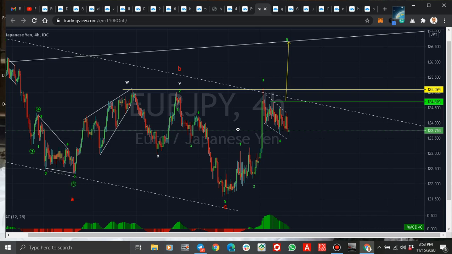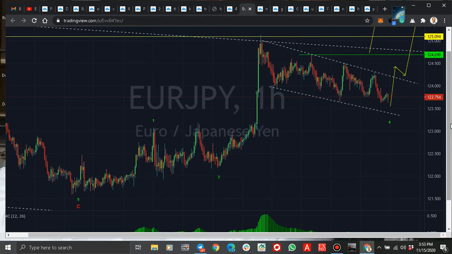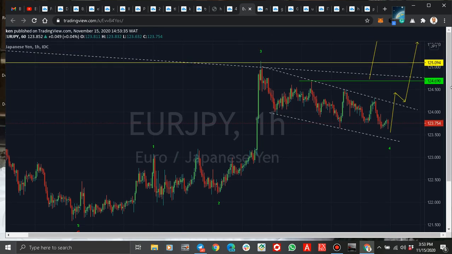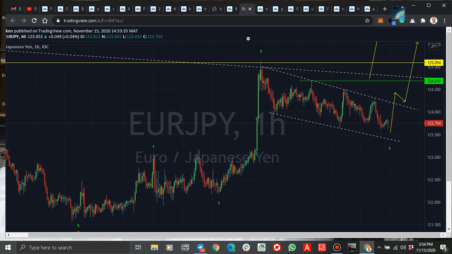So for now, I'm looking for buy on euro yen. So this is wave 1, 2, 3, 4. I'm looking for 5. This is the 4 hours. Then on the 1 hour, if you miss all the trade, don't miss this one, because once this channel is broken, we're gonna have a buy. If this channel breaks, I will buy. Though I don't know how deep it will be, I don't know how far it will go, but I can see a buy setup forming.